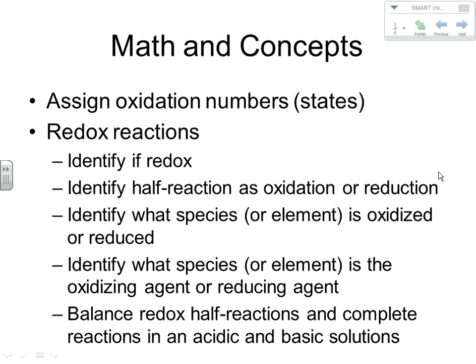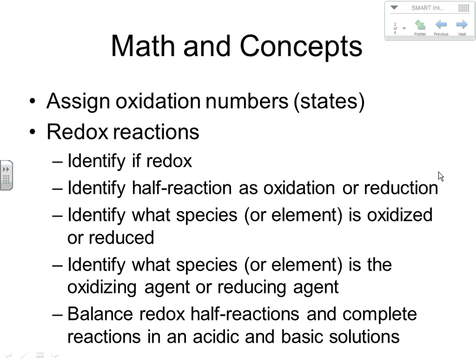Redox reactions, be able to identify if it's redox. Remember, a big clue is if it has an elemental substance on one side or the other, because it's going to be changing. So it's going to be going from 0 to some charge. Identify half reactions as oxidation or reduction by either looking at it from an oxidation point of view or where the electrons are. Identify what species or element is oxidized or reduced. So remember, what stuff on the left is being oxidized, what stuff on the left is being reduced.